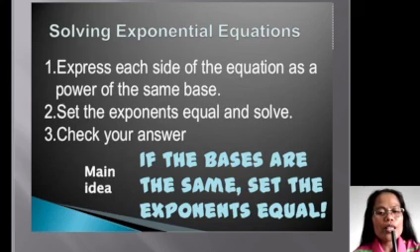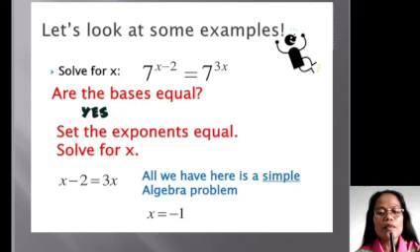Solving exponential equations has 3 steps to follow. Number 1, express each side of the equation as a power of the same base. Number 2, set the exponents equal and solve. Number 3, check your answer. Now, the main idea here is the bases are the same, so set the exponents equal so that we can solve for the unknown number. So let's look at some examples.